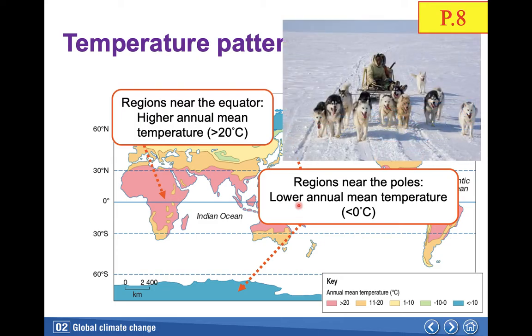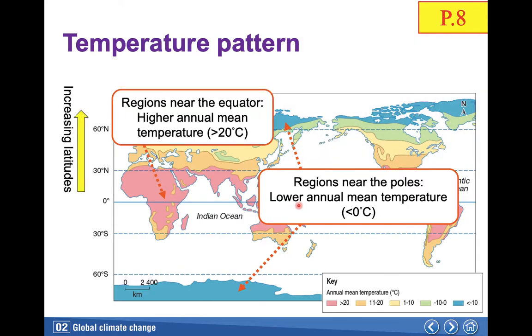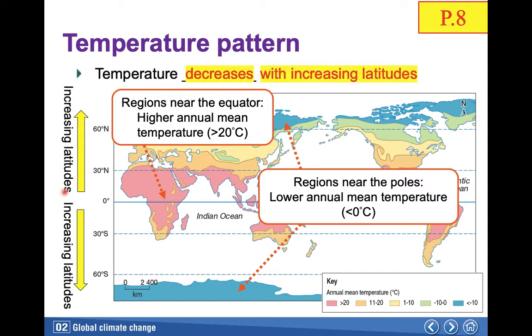So for example, you could see this on the TV, right? In the places near the pole area, they will have really cold weather. So in short, near the equator we get a higher annual mean temperature, while with increasing latitude, either increasing to the north or to the south, we get a lower temperature. So the temperature decreases with increasing latitude. Alright, so please highlight it on your book page 8.